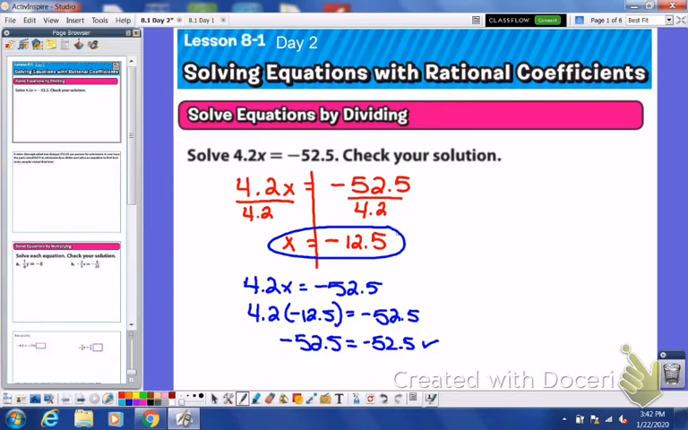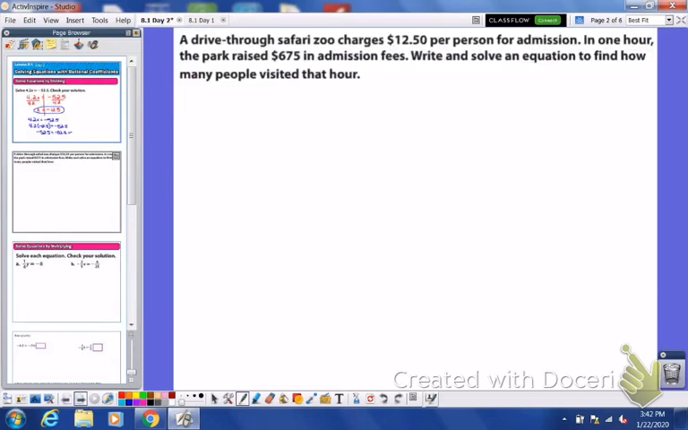Remember guys, just like I told you last lesson, when you're doing your check, actually do the calculations. Don't assume you are correct. Otherwise, there's no point in doing the check. You should always know if your answer is correct. All right, let's look at a word problem.